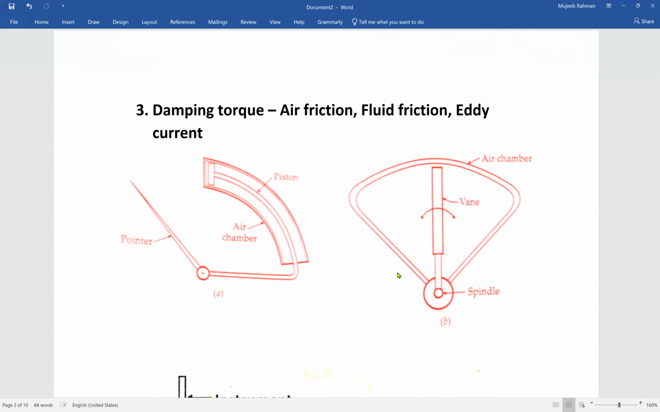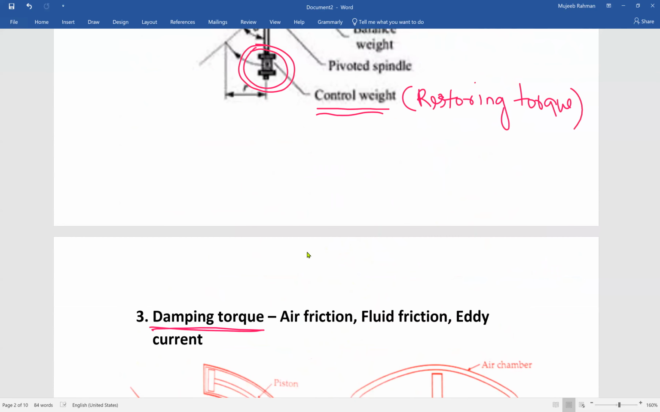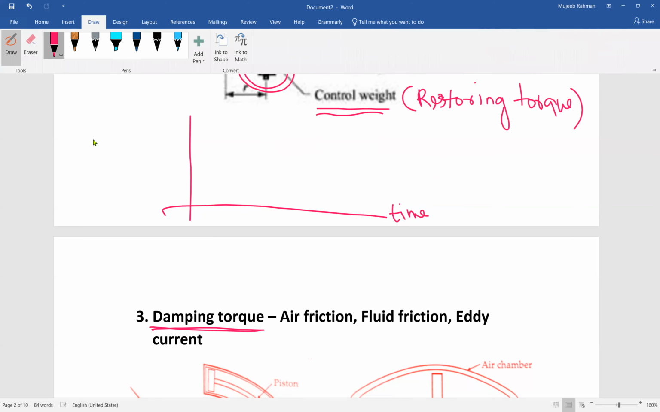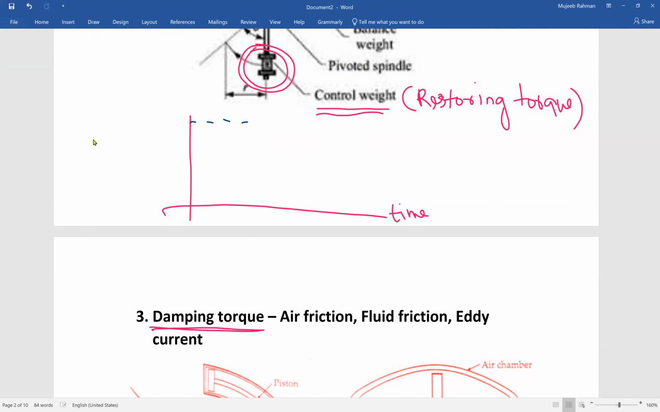Now, the next type of torque is called the damping torque. Damping torque means, when the pointer is deflected from the initial steady state position, the pointer won't be able to reach the final steady state position in one step. If you look at the response of the moving system, this axis is supposed to be the time, and assume that this is the final steady state line. This is the final steady state value.